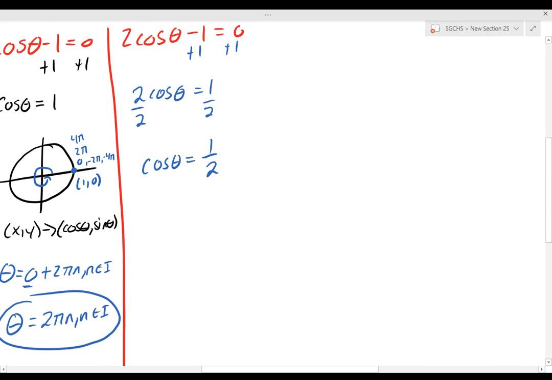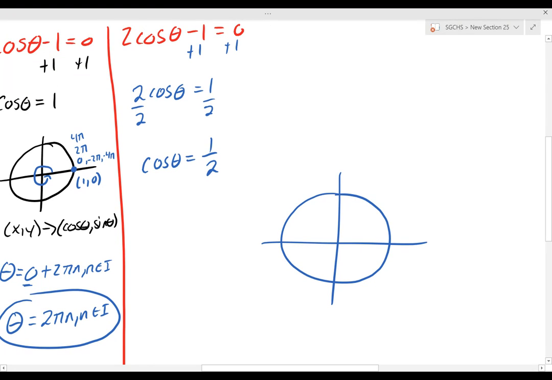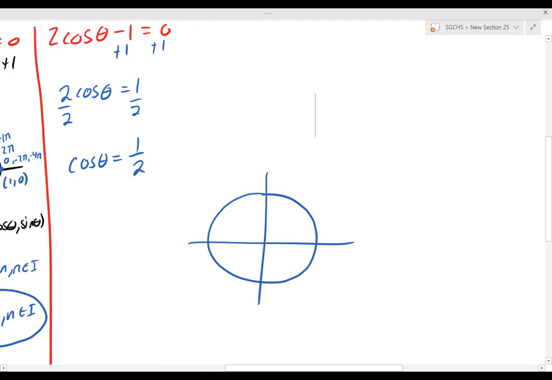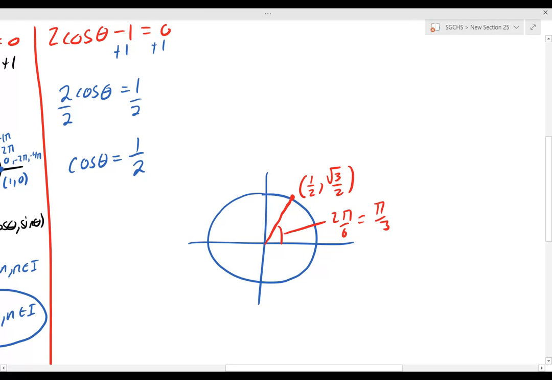Again, let's draw our unit circle. And remember, you kind of want to understand your first quadrant and go from there. Okay, so in your first quadrant, you're going to have an x-coordinate of 1/2 and a y-coordinate of √3/2 when your angle is 2 pi over 6, which also equals pi over 3, okay? But remember, this is a positive cos angle.